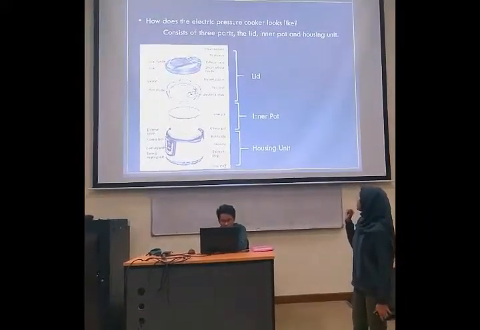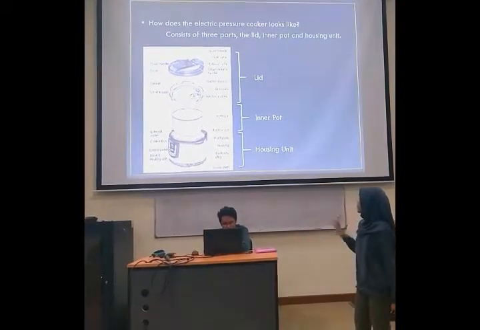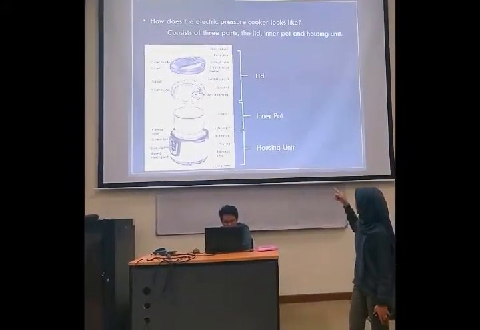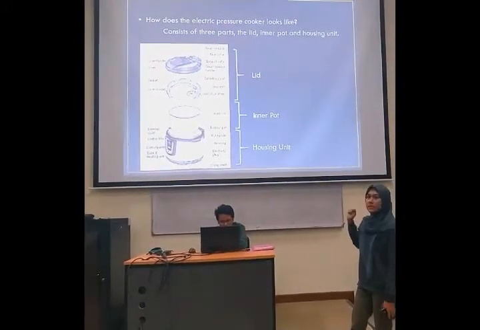How does the electric pressure cooker look? It consists of three parts. At the top is the lid, in the middle is the pot, and at the bottom is the housing unit.